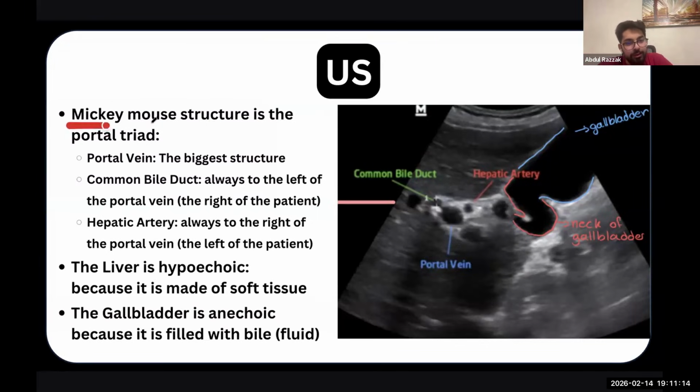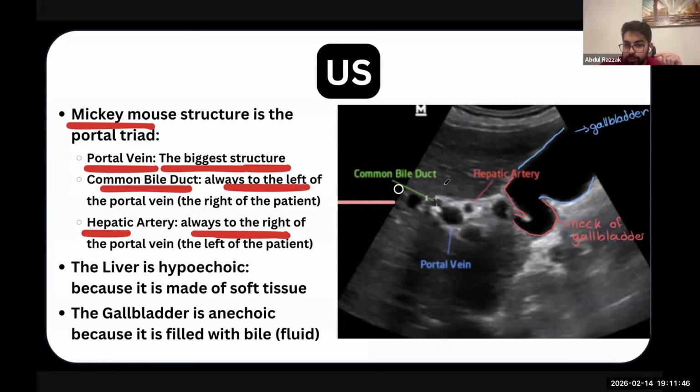The Mickey Mouse structure is basically the portal vein, with those two structures on its right and its left. The portal vein is the biggest structure. It's very, very easy to find. If you find a hollow, round structure with two things on the side, this is the portal vein. On its right, always on its right, on the image, not on the patient, you're gonna see the hepatic artery. On its left side is the common bile duct. Once you identify the portal vein, you can easily know which one is the hepatic artery and which one is the common bile duct. To its right hepatic artery, to its left common bile duct.